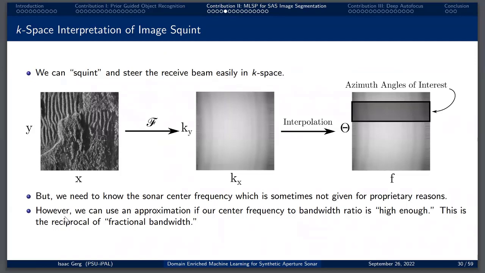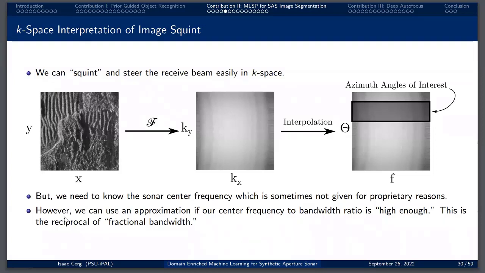So how is this done? I'm given my single look complex image, so again, complex pixels. If I take the Fourier transform of that, I go into Kx and Ky space. If I do an interpolation on that space, I end up in frequency, which is related to the sonar center frequency, and then the look angle dimension. If I want to just steer the beam and look at a certain subset of the image, as if it was generated with that direction of the beam, I would just filter out over frequency a rectangular chunk like this.